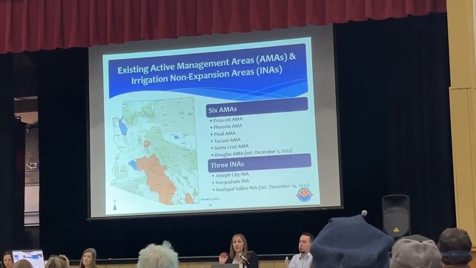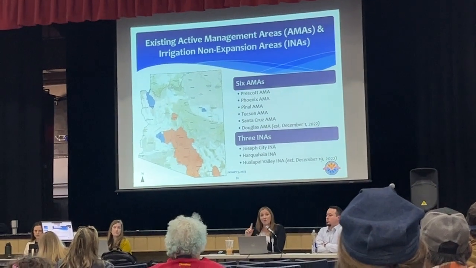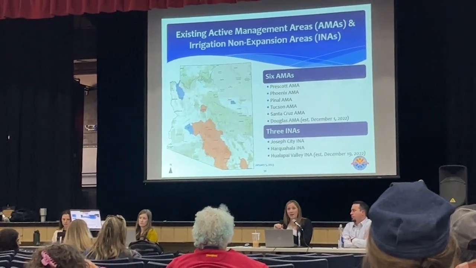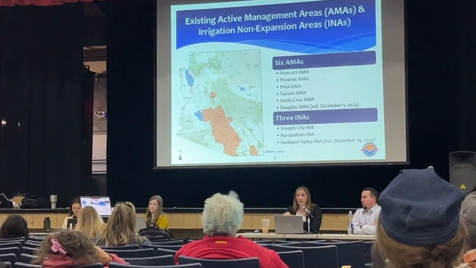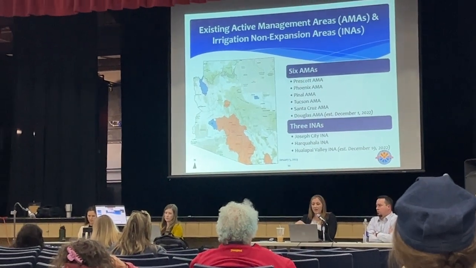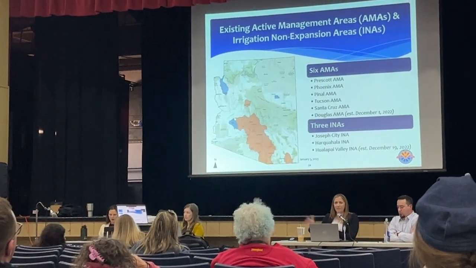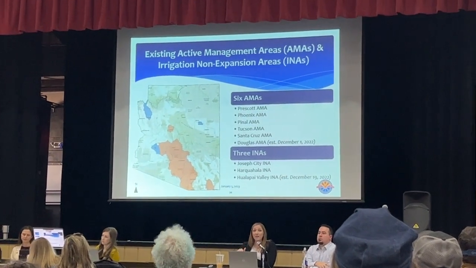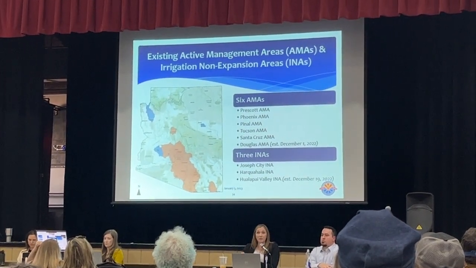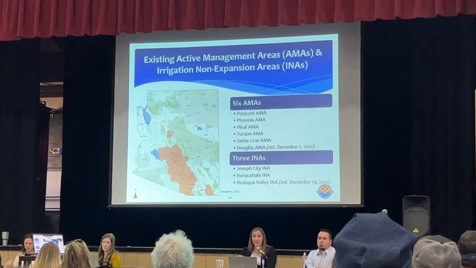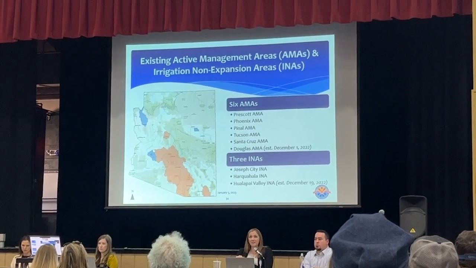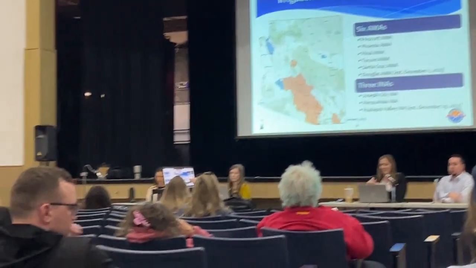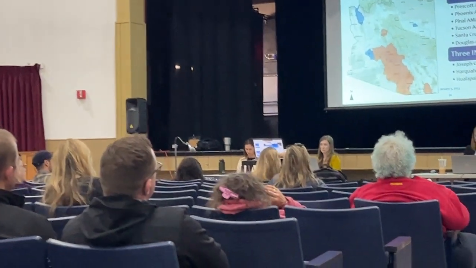There are also 3 INAs. We have the Joseph City and the Harquahala INA that, again, have been around since the 80s. Harquahala was created just after the 1980 Groundwater Management Act. And then the Hualapai Valley INA in northwestern Arizona was created last month as well. So last month was a significant month in terms of this particular map.